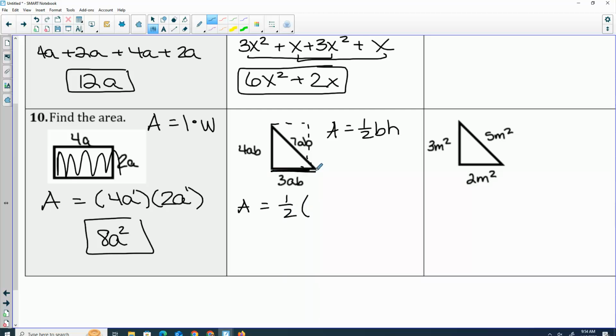So 1/2 the bottom, which is 3ab, times the height, which is 4ab. Okay, we don't use this slanted side at all, just the top and the bottom. So if we are multiplying, you multiply your numbers together. So 1/2 times 3 times 4.